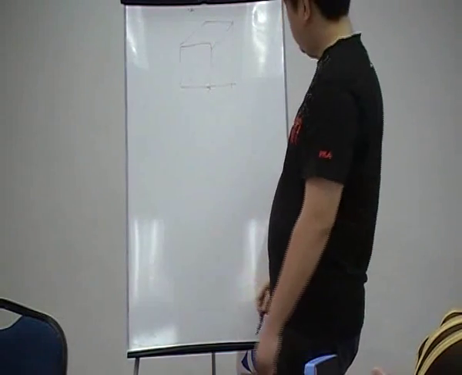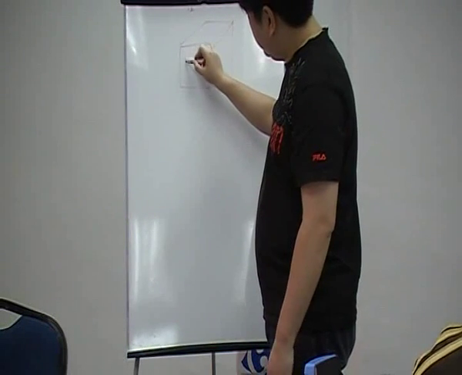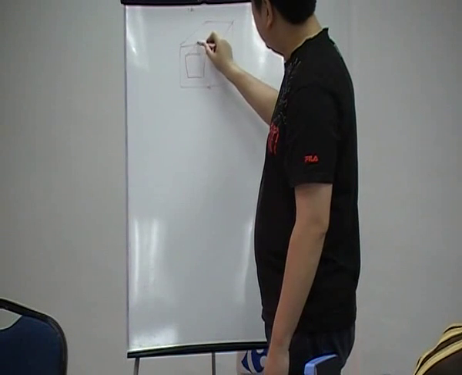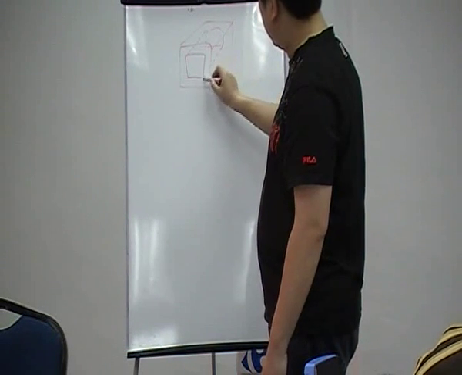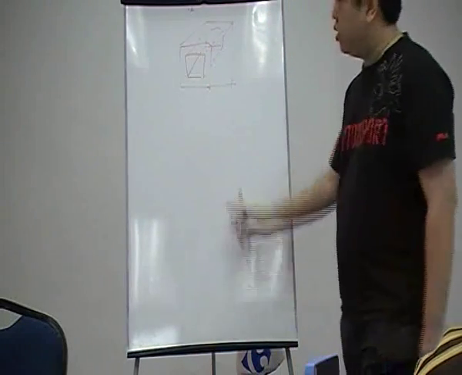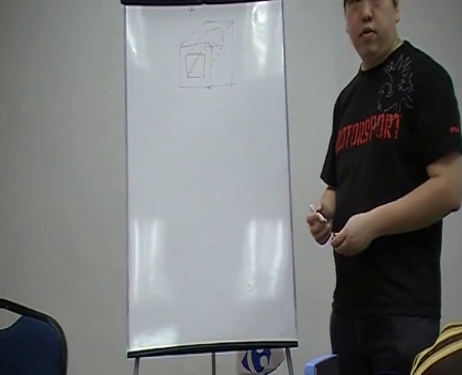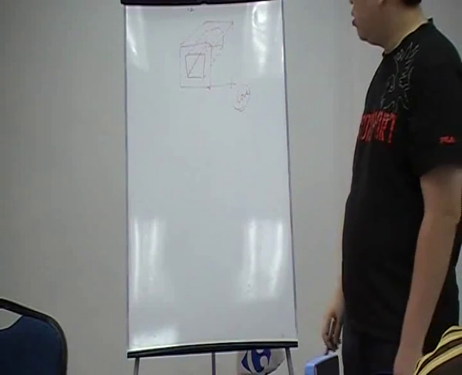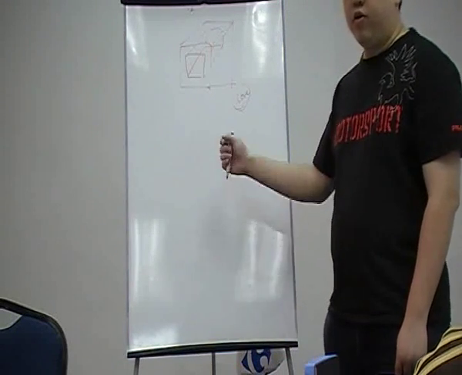Then you take a hole here and you extract this rectangular block inside a rectangular block. Okay, this is the core. Can this core be made of copper? Yes or no?